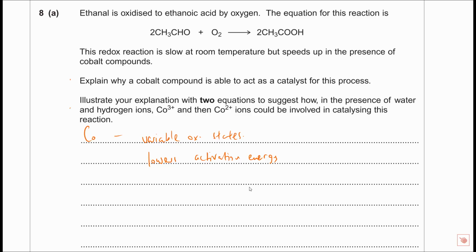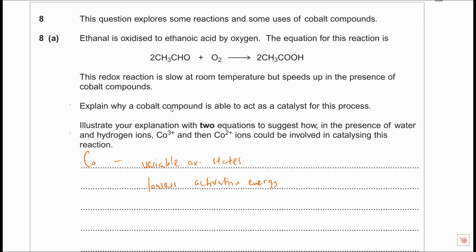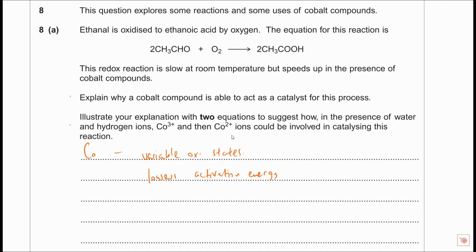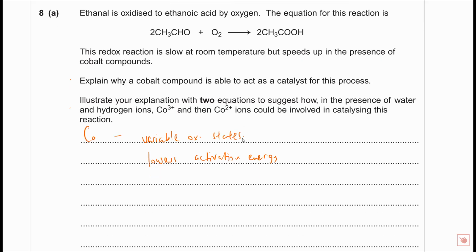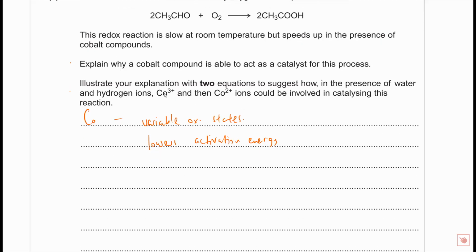This is a tricky question, but when you look at it, I think it's based around the contact process. So we look at the contact process, the SO2 becoming SO3 using the O2. That has a similar thing with two equations. One where the oxygen isn't involved, and the next where the oxygen is involved to reform the catalyst. Now it says, illustrate your explanation with two equations, in the presence of water and hydrogen ions, with Co3+ and then Co2+ ions catalyzing this reaction.